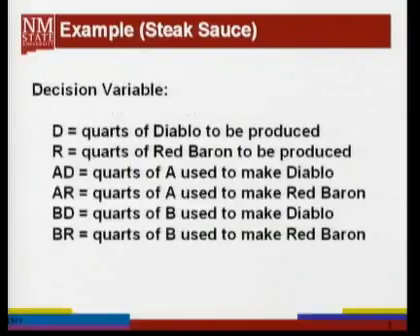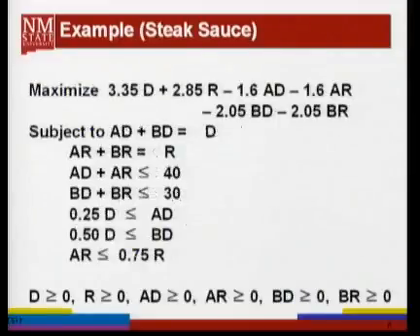So we define 6 decision variables. D is the quarts of Diablo to be produced. R stands for the quarts of Red Baron. AD is quarts of A used to make Diablo. AR is quarts of A used to make Red Baron, and so on. Using these 6 decision variables, we have a complete LP formulation like this. And our objective is to maximize profit, right?